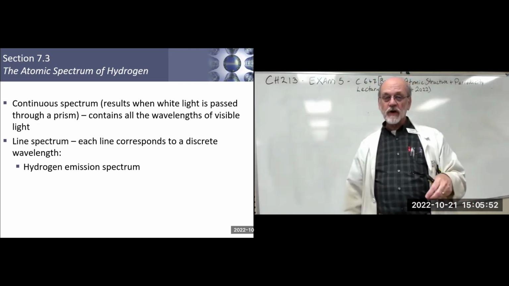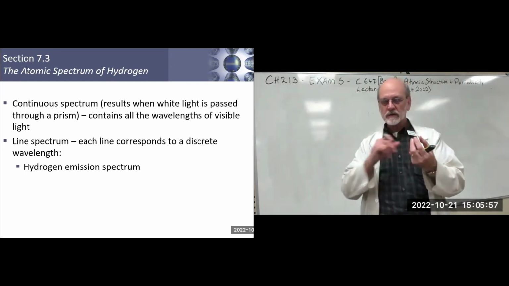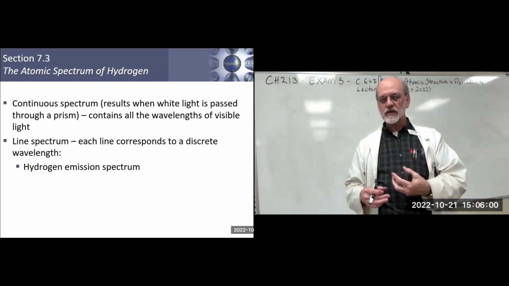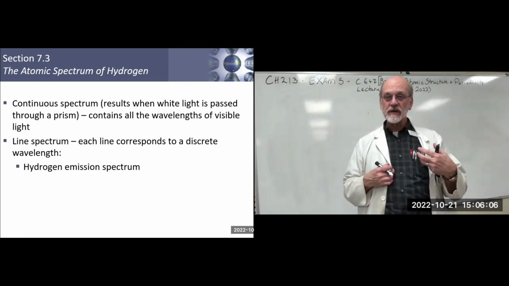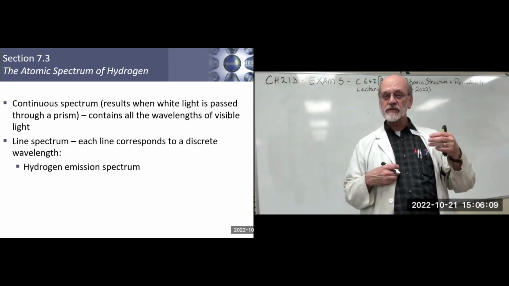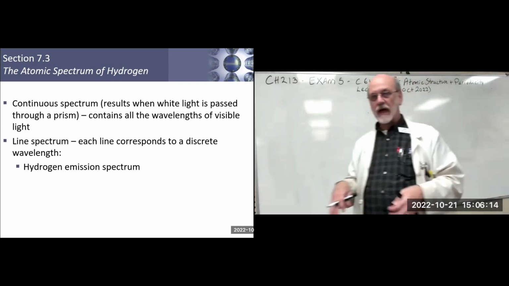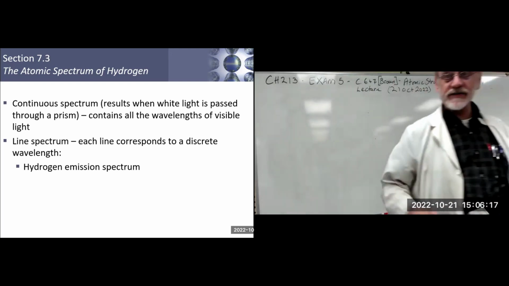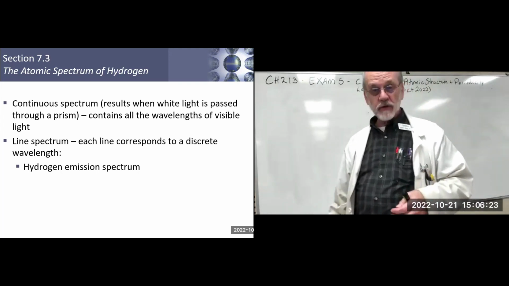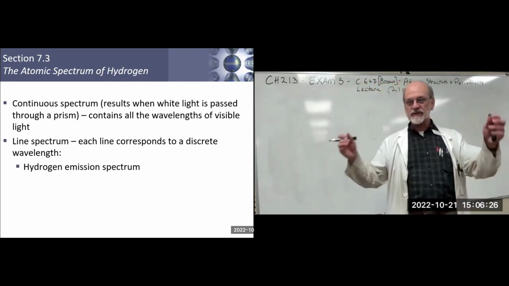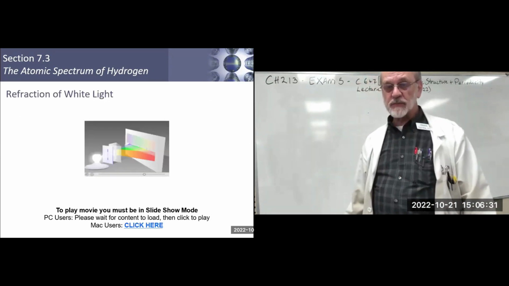But if you do it from hydrogen that is in a container, and we spark electricity through it and excite it so that it gives off light, then the hydrogen, through that prism, only produces a line spectrum. It produces 4 visible lines. Now, the natural question is, why does it do that? If light were a wave, we would expect a continuous spectrum, just like we get from the sun. Okay, so there's your continuous spectrum.